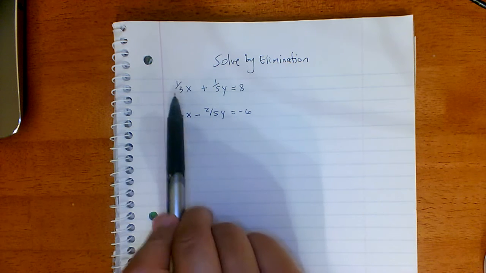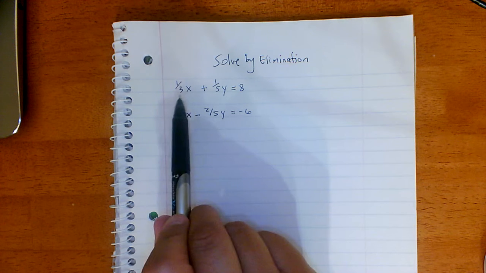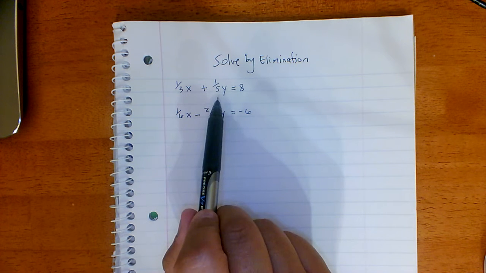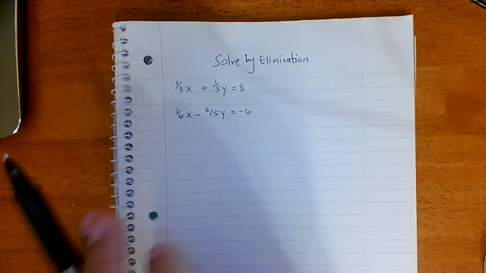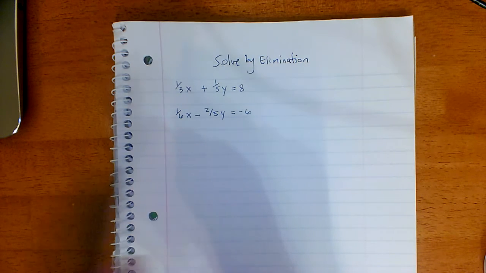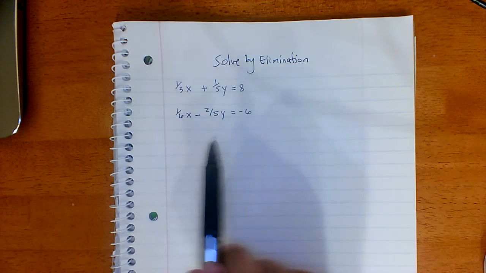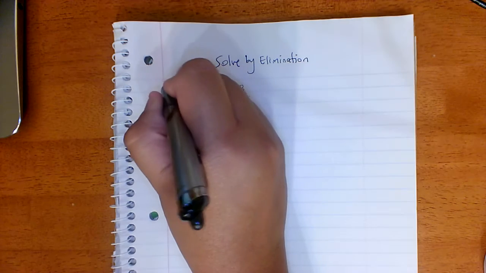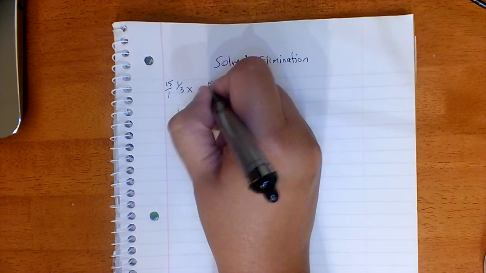So for example, 1/3 x plus 1/5 y equal to 8. My two denominators are 3 and 5. Their least common multiple, so the number I can get them both to multiply to, not divide by, but to multiply to, would be 15. So before even going to this elimination method, I can just mess with these equations first. So I could take this entire equation and multiply it by 15.